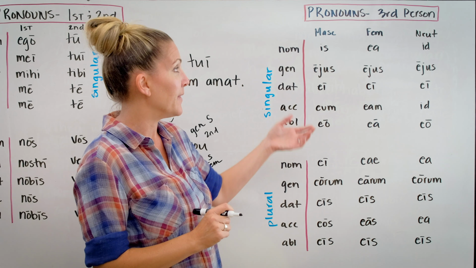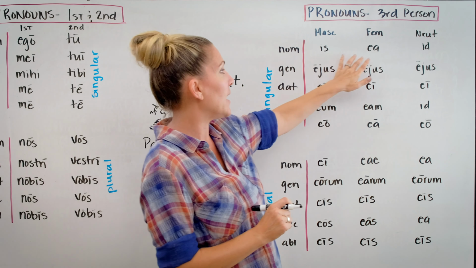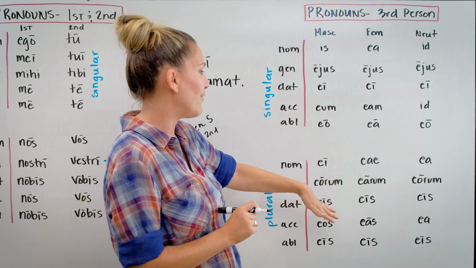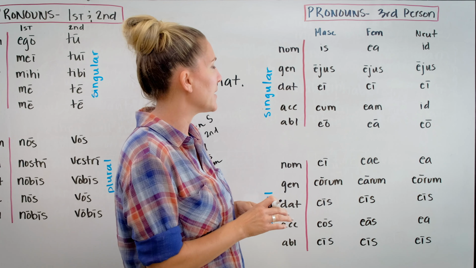So just remember that in the plural, at least, the is, ea, id, third person personal pronouns follow the pattern of the first and second declension. Only in the plural though, not in the singular.